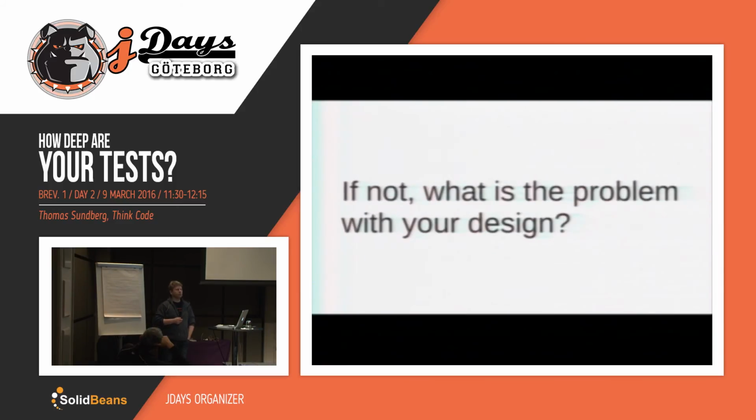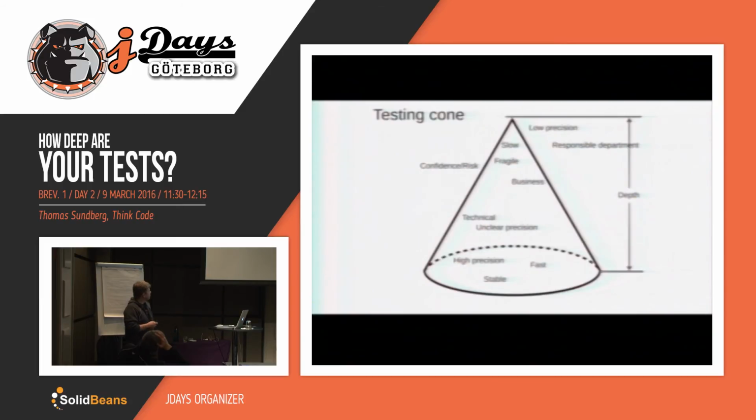But if you can't do it, what's the problem with your design? Why can't you do it? You have probably a problem. Look at that. So just repeating the testing cone, where we are interested in keeping the depth as low as possible. We don't want stuff with low precision that's fragile, or for that matter with unclear precision. That's bad. We want stuff with high precision, that are fast, that are stable. It should be obvious when a test fails why it failed. Because when it's obvious, then it's easy to fix. And since you ran the test suite, I don't know, 2.5 minutes ago, you can't have broken that much within that period of time. And if you did, well, revert.